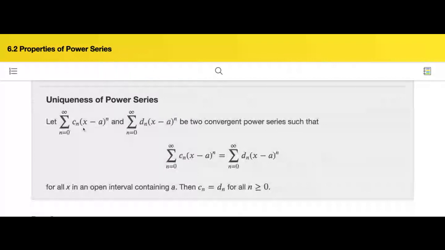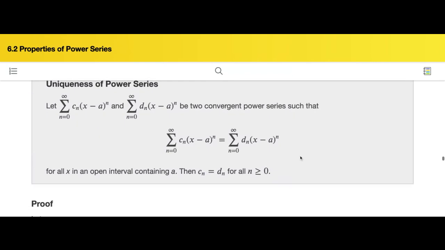Let's see, we have the sum of Cn times (x minus a) raised to n and the sum of Dn times (x minus a) raised to n be two converging power series such that those two are equal to each other for all x in an open interval containing a. Then Cn has to equal Dn for all non-negative n. So this is saying a convergent power series is unique.